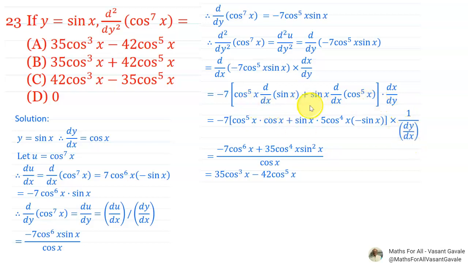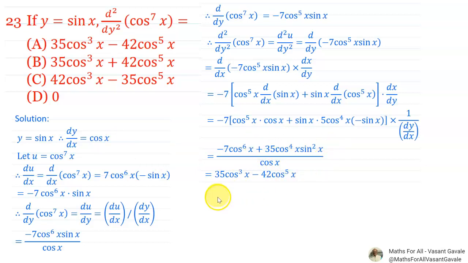इथे प्रॉडक्ट रूल या ठिकाणी अप्लाय केलेला आहे -7 इन ब्रॅकेट cos of x raised to 5 sin of x चा डेरिव्हेटिव्ह cos of x sin x, पुन्हा याचा डेरिव्हेटिव्ह किती येणार 5 into cos of x raised to 4 cos of x चा डेरिव्हेटिव्ह minus sin x into 1 upon dx upon dy. Can be written as 1 upon dy by dx and that is nothing but dy by dx ची व्हॅल्यू आपल्याला माहिती आहे तर cos of x, त्याने या सर्व एक्सप्रेशनला डिवाइड करणार.